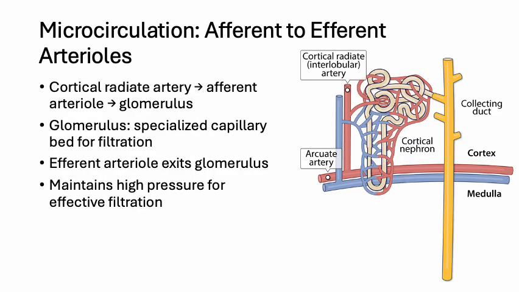Within the cortex, cortical radiate arteries give rise to the afferent arterioles, which deliver blood to the glomerulus, the site of filtration. The glomerulus is a tuft of capillaries under high pressure that allows plasma to filter into the nephron. Blood exits through the efferent arteriole, which has a smaller diameter, to maintain pressure at the glomerulus. This setup ensures efficient transfer of plasma into the nephron without the loss of cellular components or proteins.